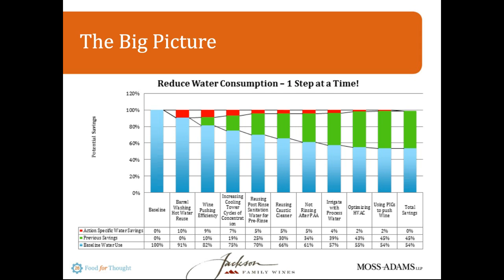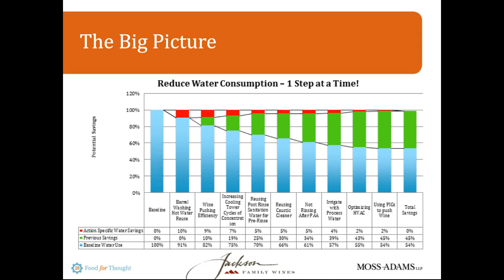So if you have an operation and you're going through a water audit, you may be able to identify the low-hanging fruit, the areas that are using the water the most, the areas that can possibly save the most water or reuse the most water most efficiently. So there's a snapshot of one winery's approach to seeing what improvements they could make over time and which would be their top priority with the greatest payback.